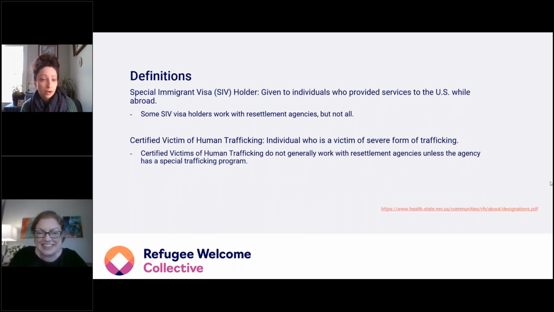And then two more. A special immigrant visa is given to individuals who provided services to the US while abroad. Again, some of these will work with resettlement agencies, but not all. And then certified victim of human trafficking status is given to an individual who is a victim of a severe form of trafficking. They generally will not work with resettlement agencies, currently not working with private sponsors or supporters, unless the resettlement agency has a special trafficking program. Not all do. Next slide.